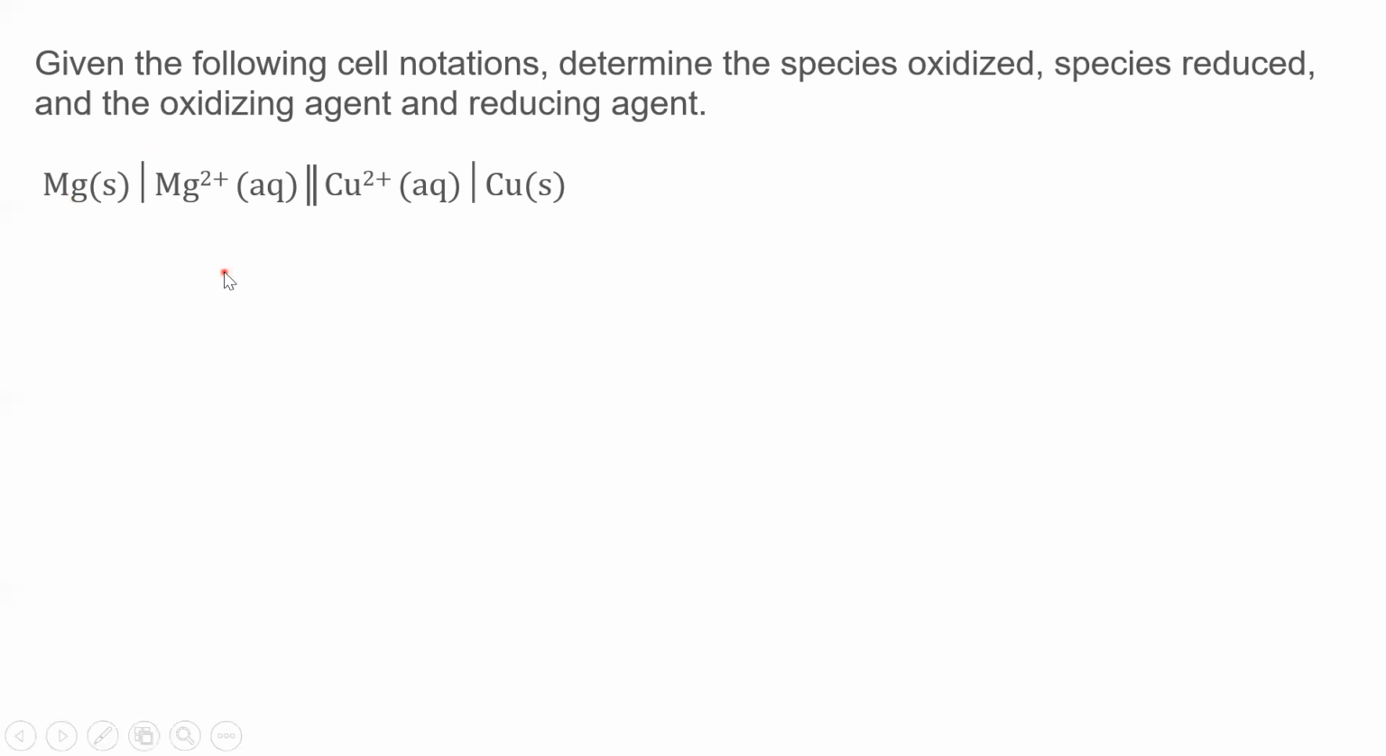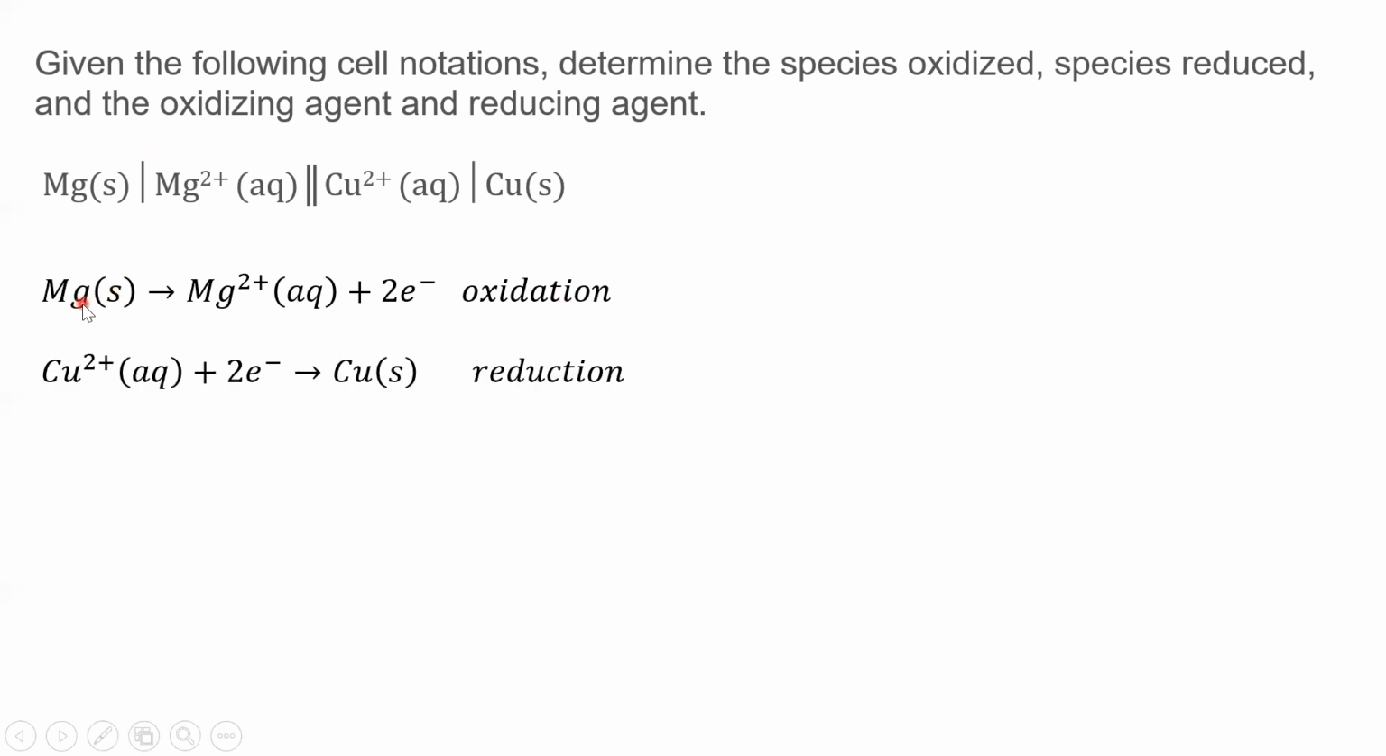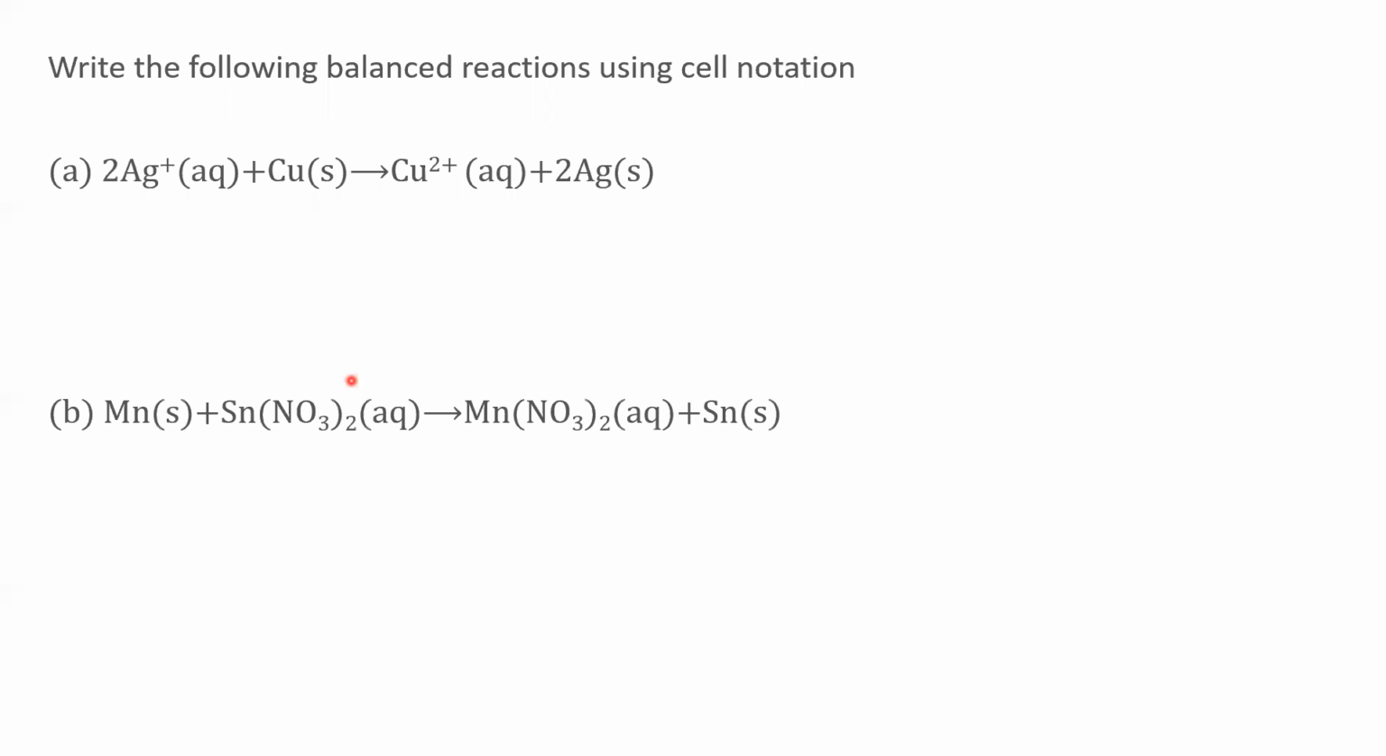So since magnesium is being oxidized in this example, it's the reducing agent. And since copper is being reduced, it's the oxidizing agent. They're just opposites. The substance that's oxidized is the reducing agent. The substance that's reduced is the oxidizing agent. All right, so let's look at these examples.